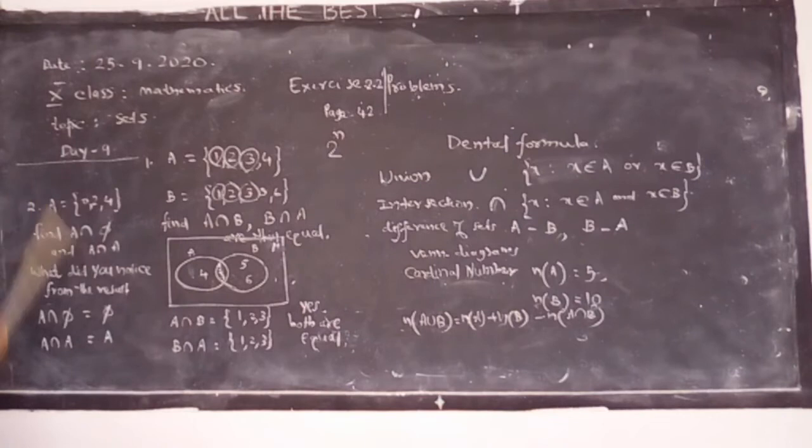So what do you notice from the result? What do you observe here? In the intersection with the null set, since there are no common elements, it is a null set. In union and in intersection, when both sets are the same, the result is that same A only. This is the reflexive property. So this is the result.